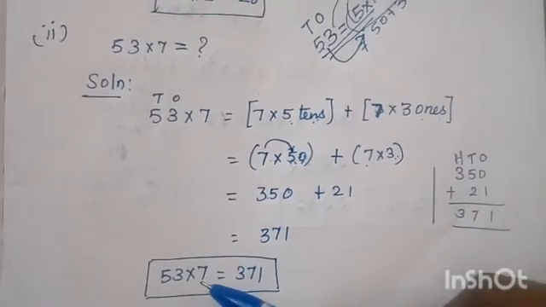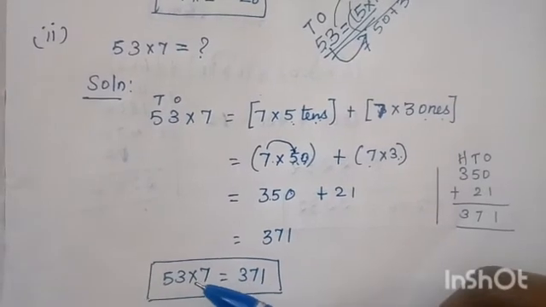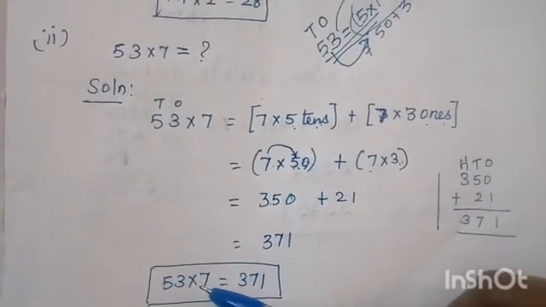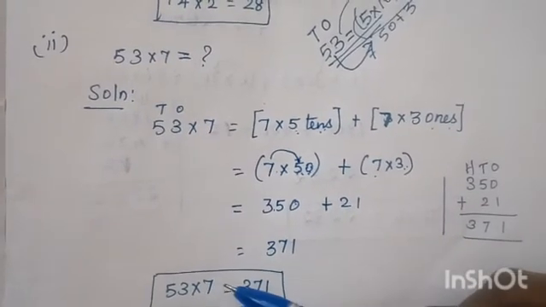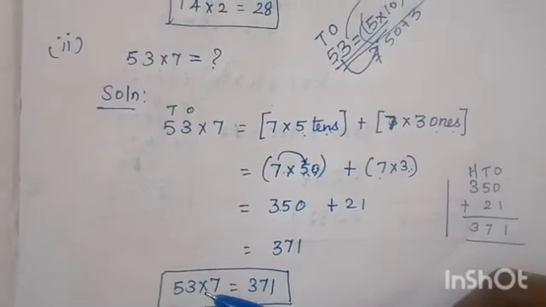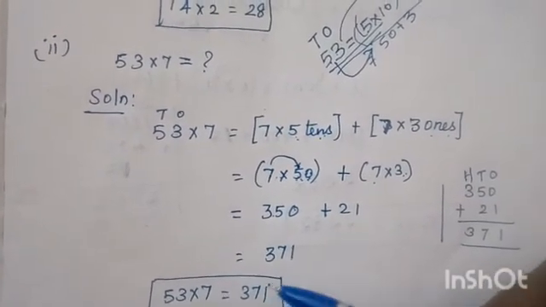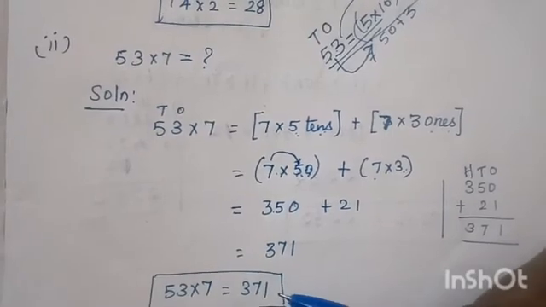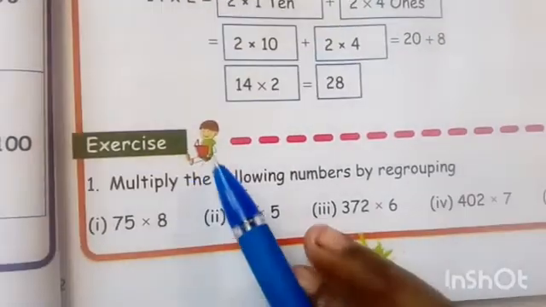53 multiplied by 7 or 53 into 7. This symbol is multiplication. In the higher class we have used 53 into 7. Normally what we say is 53 into 7. Mathematically you say 53 multiplied by 7 is equal to 371.